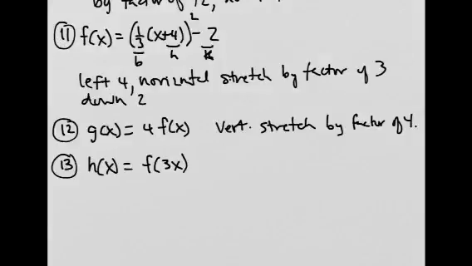Okay, now compare 13 to 12. See where the 3 is right inside the function in front of x? Compared to looking at 12, the 4 is outside of the function in front of f of x. So right here, this means it's a horizontal. Now you see a 3, but you have to think reciprocal. So horizontal compression by a factor of 1/3.